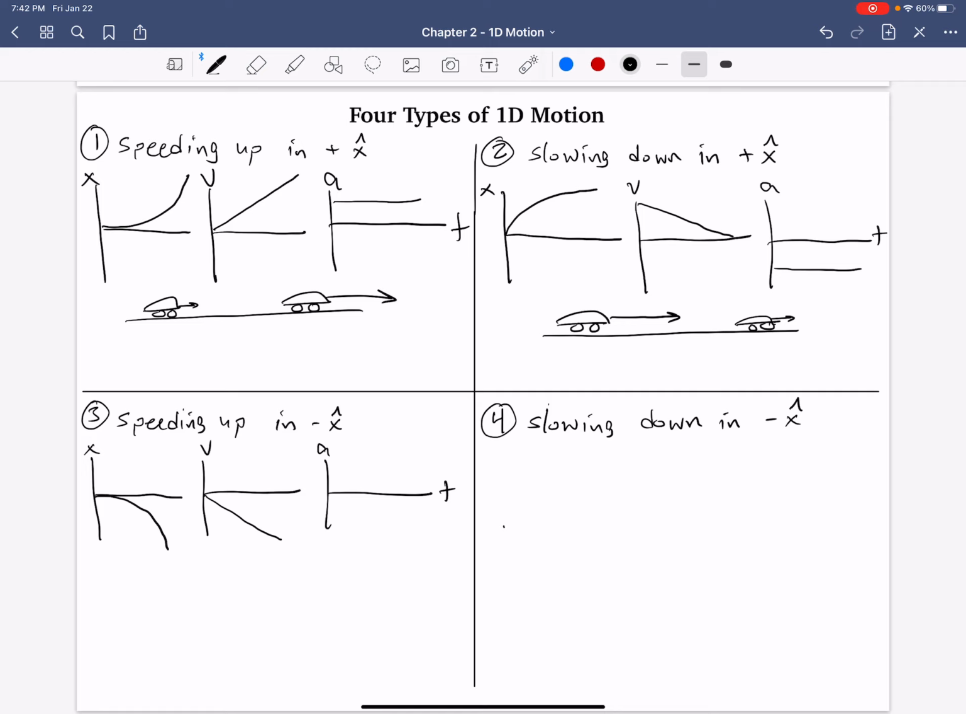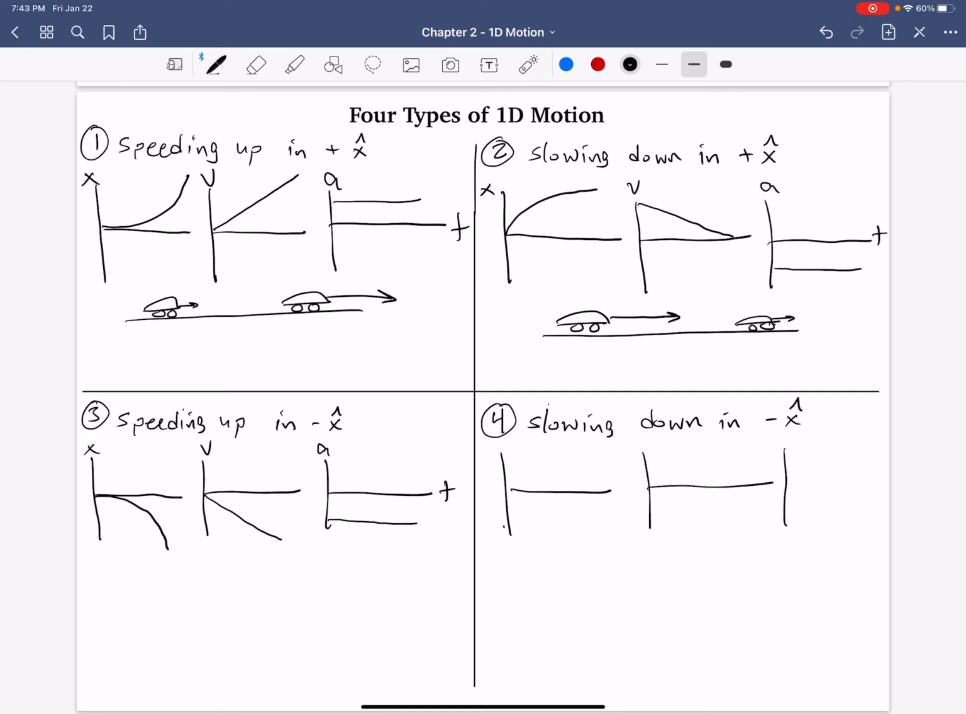The acceleration is also negative, right? We have a v final minus v initial. So that's a negative v minus 0. That gives us a negative acceleration. All right? It's speeding up in the negative direction. So now, the last one, slowing down in the negative direction.